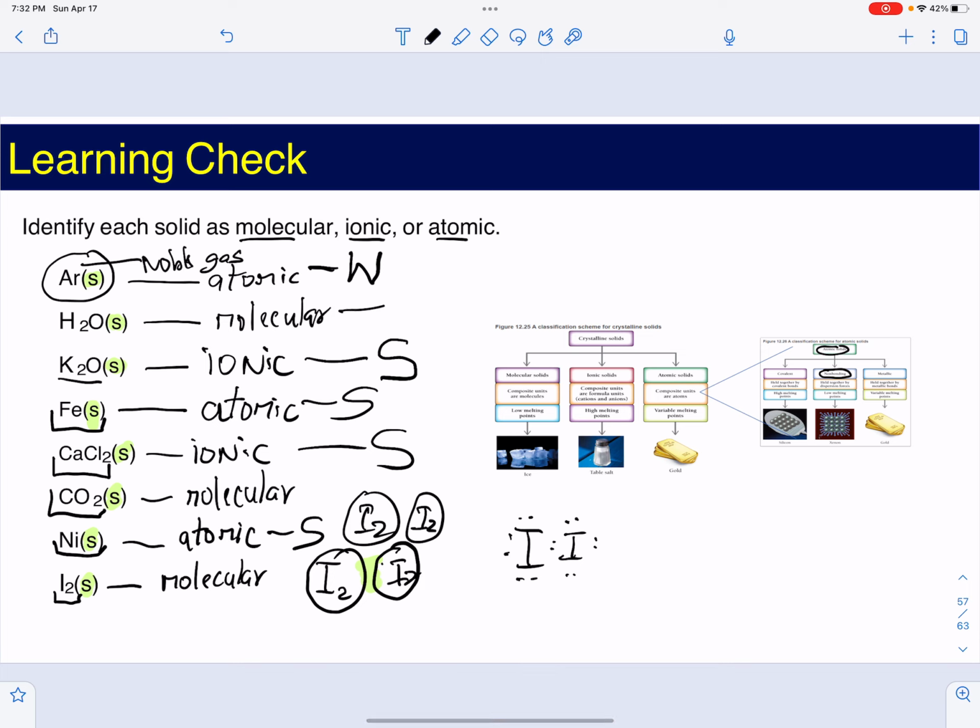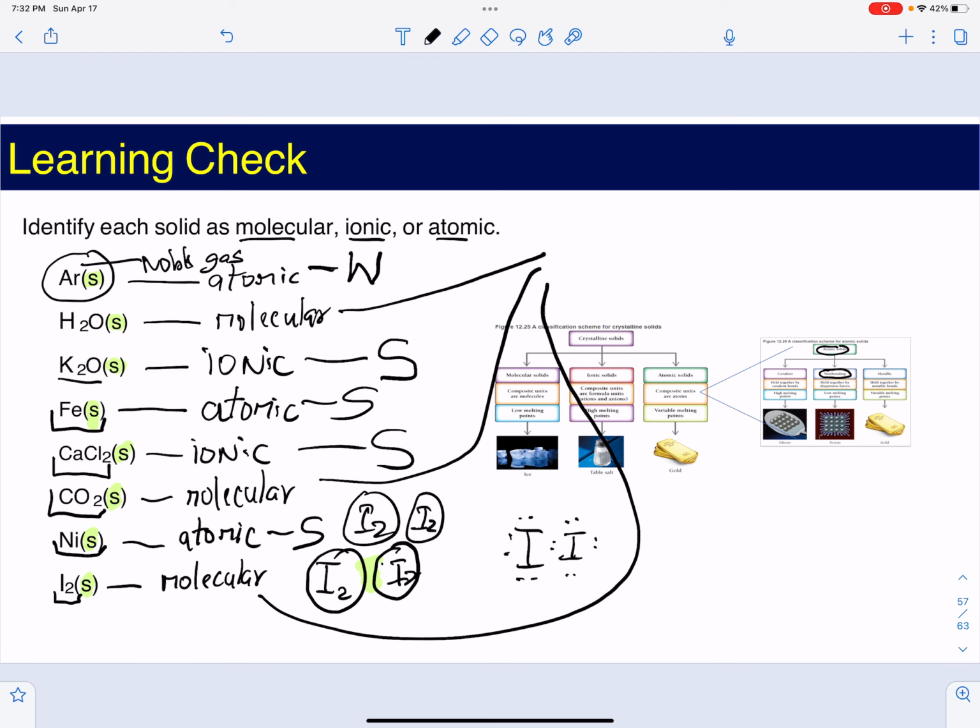And then the molecular, you have to be careful. The first molecular is water with hydrogen bonding. So these are going to be weak. But the weakest one is going to be carbon dioxide, which is nonpolar, so therefore only dispersion. Water is going to have dispersion, dipole, and hydrogen bonding, so that's going to be stronger than CO2.